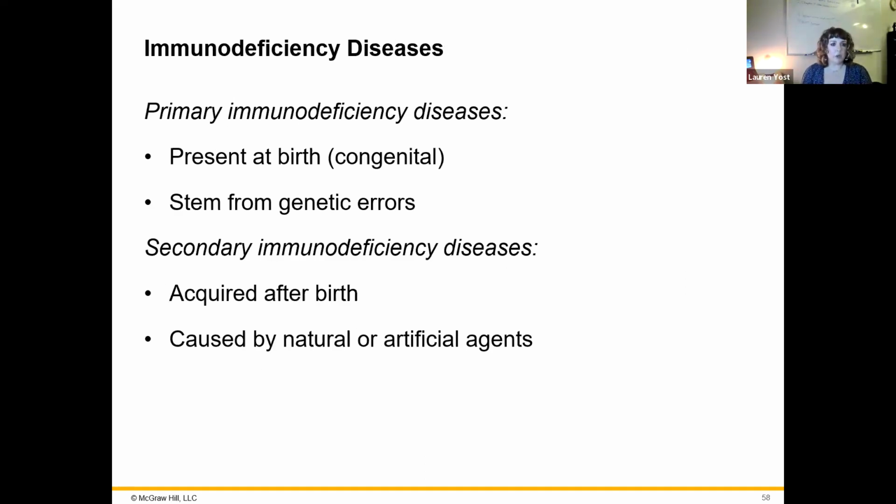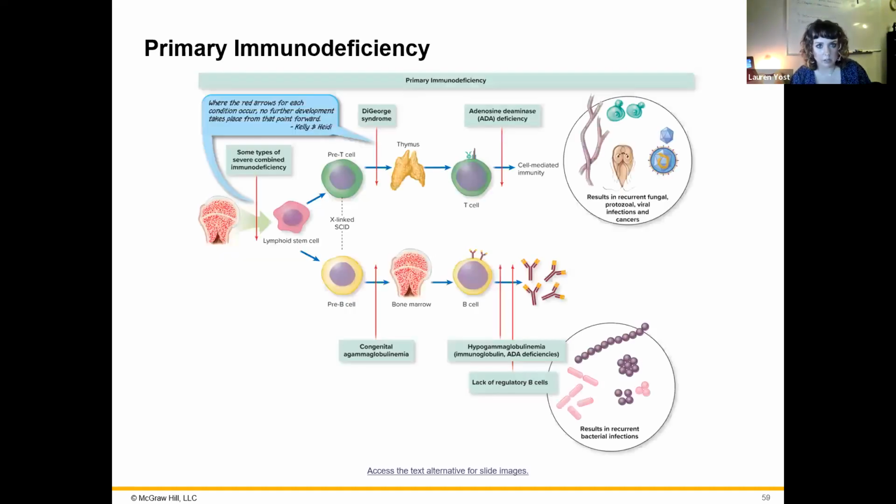So let's move on to the immunodeficiencies. These are going to be primary or secondary. Primary just means it was there from birth, from genetic errors. And then secondary, we have immunodeficiency diseases that are acquired after birth, due to some sort of exposure to something like an artificial agent or a virus, typically, right?